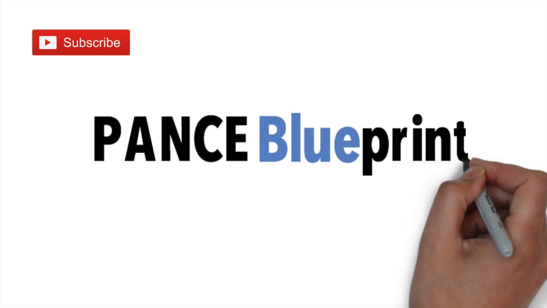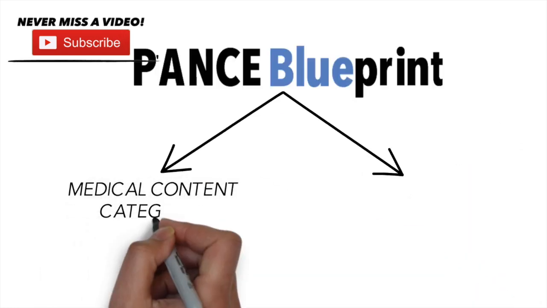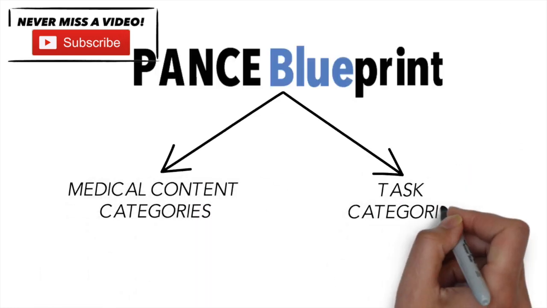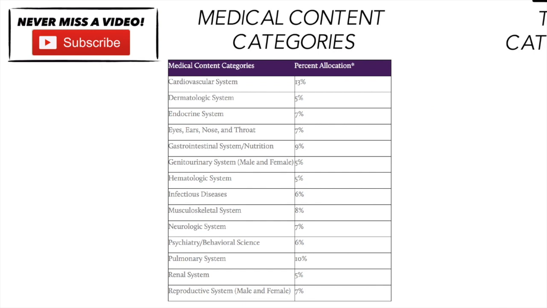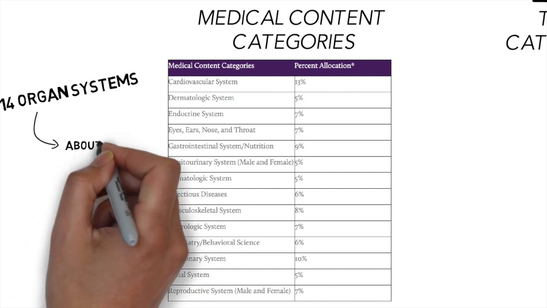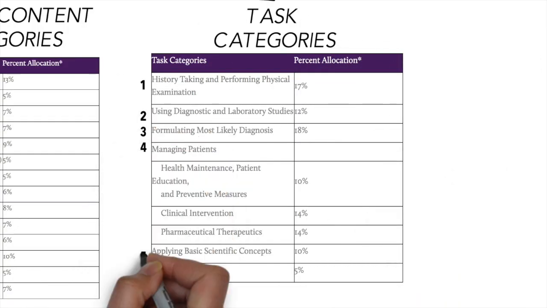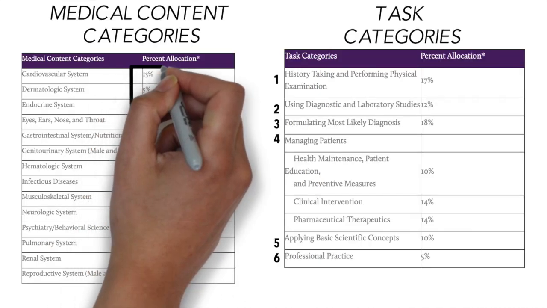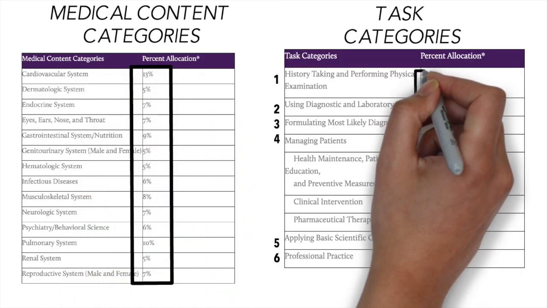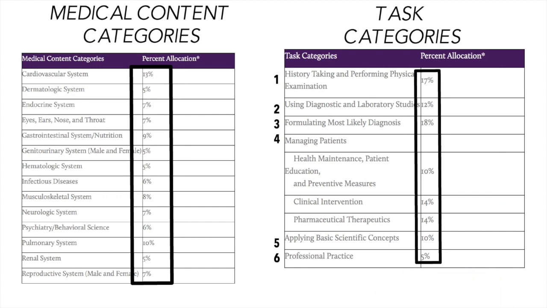Now, the PANCE blueprint is divided into two categories, the medical content category and the task categories. The medical content categories is further divided into 14 organ systems, and those organ systems are divided into 450 pathologies. Task categories is divided into 6 subcategories. For each one of these, they have given you percentage breakdown as to how much of each subcategory is going to be on the exam. Now, this information is quite useful, not as much as it used to be back in the days, but still gives you the information about the subjects that you're going to be heavily tested on, okay?